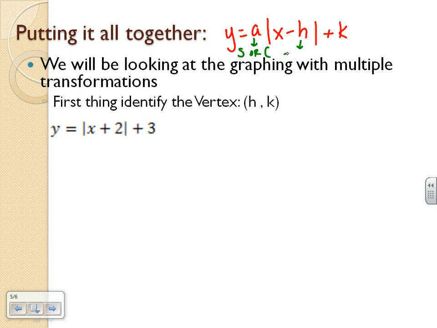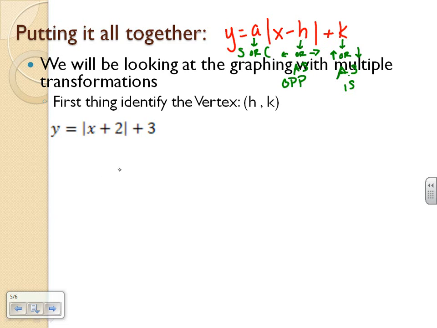H is going to move you left or right, but as opposite. So if it's a plus, you go left. If it's a minus, you go right. K is going to tell you to go up or down, and we keep that one as is. And what that means is if it's a plus, it's going up, just like you think. If it's a minus, it's going down, just like you think. It's not like the opposite with the H over there.